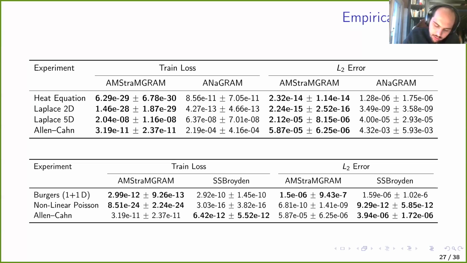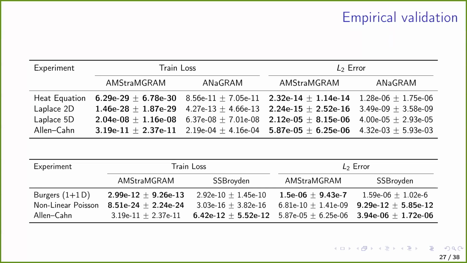Okay. Also, something I forgot to mention is that, compared to your paper, where you enforce the boundary conditions, if I'm not mistaken, at least the Dirichlet boundary conditions, in AMStraMGRAM we had soft boundary conditions, so it also learns, and we saw that this makes a difference also.